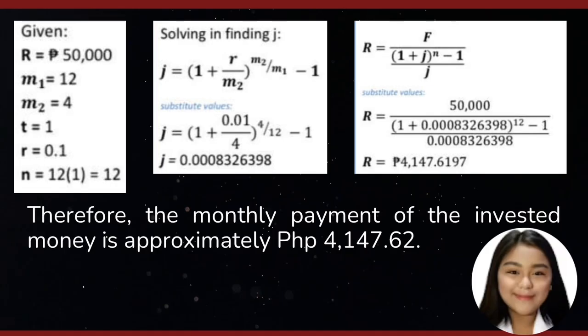So R is equal to the future value over the quantity of 1 plus j raised to n minus 1, over j. Just substitute all of the given values, and we will have R as 4,147 pesos and 61.97 centavos. Therefore, we can conclude that the monthly payment of the invested money is approximately 4,147 pesos and 62 centavos.